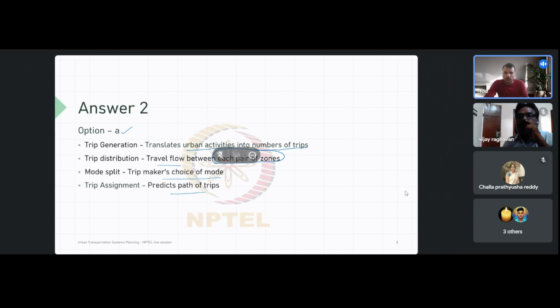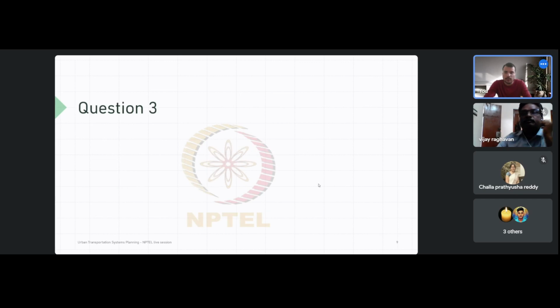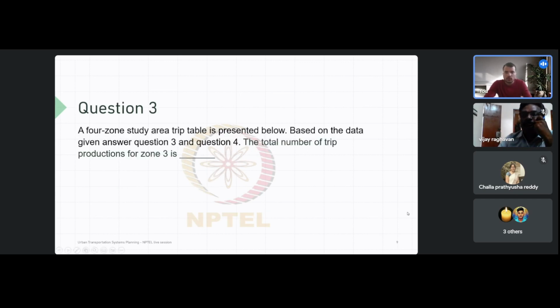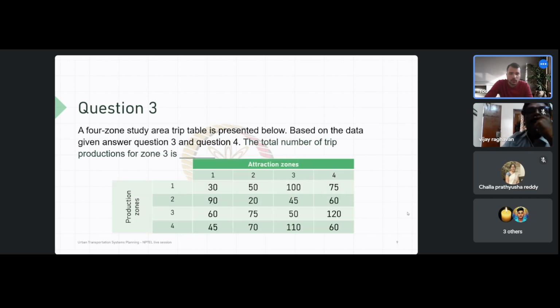Fine. We'll go ahead. So moving on to question number 3. A four-zone study area trip table is presented below. So this will be a comprehension based question. We will have the data and we'll use it in question 3 as well as question 4. The data will be displayed both times, so you don't need to worry about that. So I'll show the data now. You need to find the total number of trip productions for zone 3.